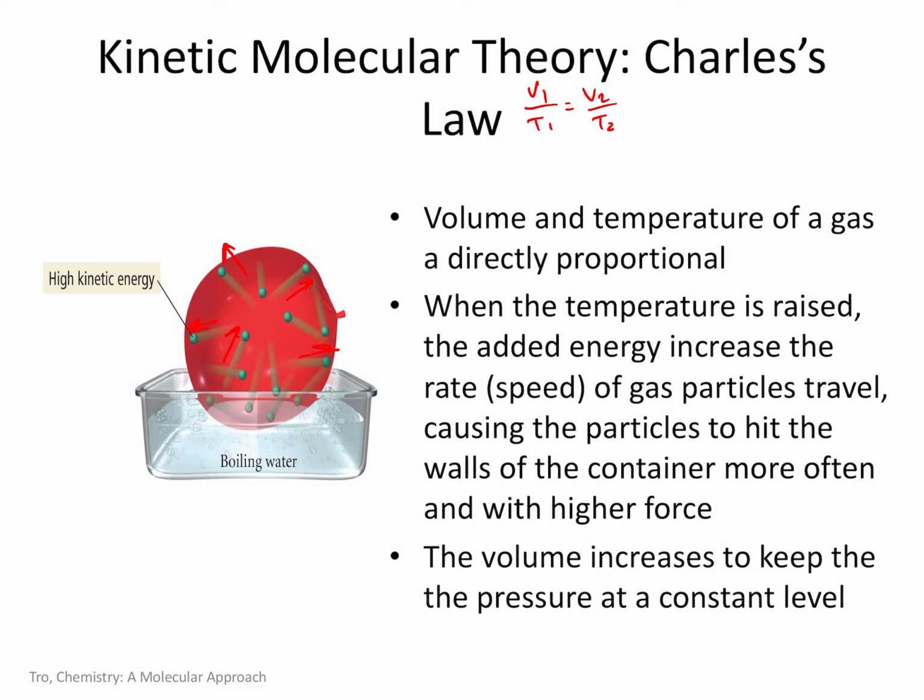So the greater volume spreads the collisions out over a greater surface area so that the pressure stays constant. If the volume didn't increase with the increase in temperature, then you would have an increase in pressure, and for Charles' law, we don't want that. So in order for the pressure to stay constant, the volume has to increase. And then to explain Gay-Lussac's law, the volume would be constant, and that's how the pressure increases.